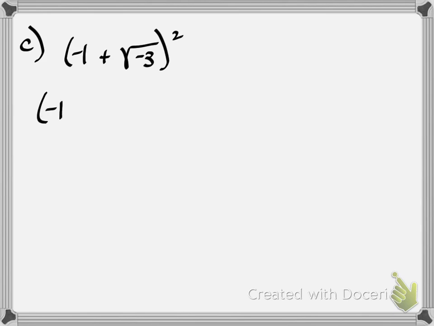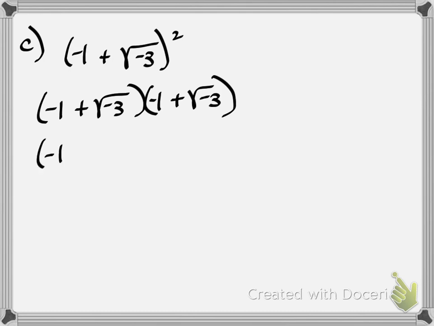All right, last one I think is negative 1 plus the square root of negative 3, squared. We can do the trick, or we can write it down twice. I think I'll write it down twice. Now, before I get going with this, I need to simplify that root to i square root of 3 for both of them.